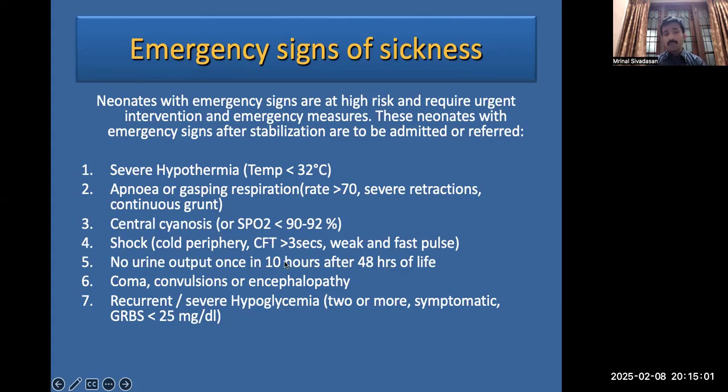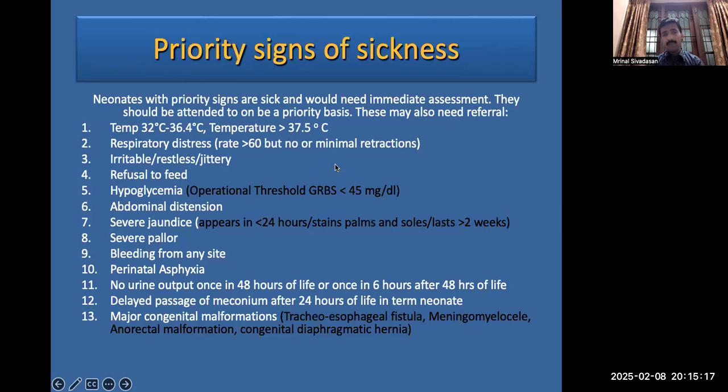No urine output once in 10 hours after 48 hours of life; coma, convulsion, or encephalopathy; recurrent or severe hypoglycemia, which is 2 or more hypoglycemic episodes, or symptomatic hypoglycemia, or blood sugar less than 25 milligrams per deciliter.